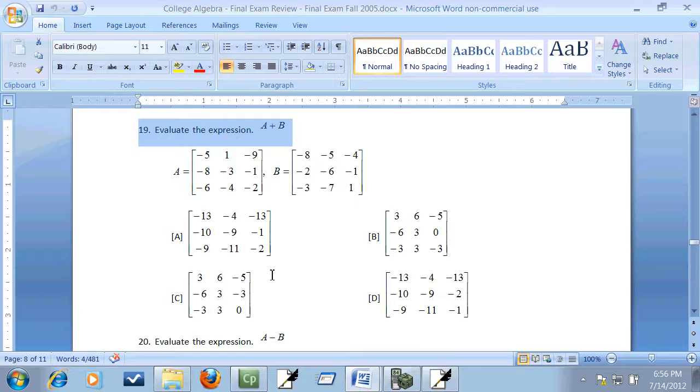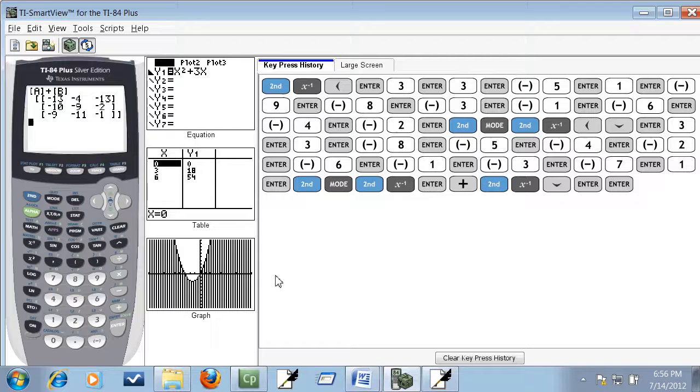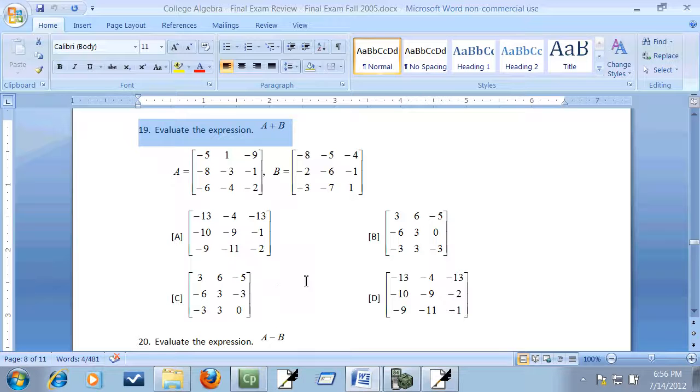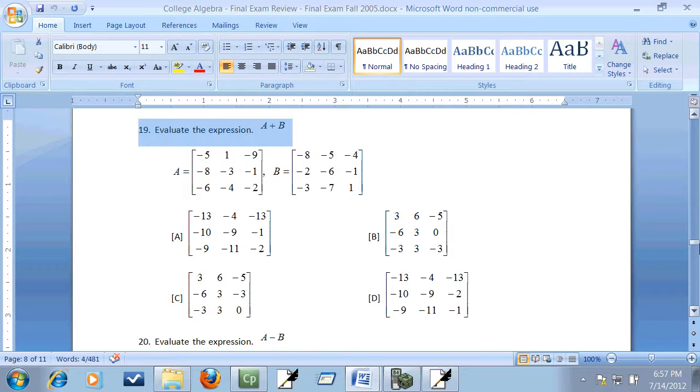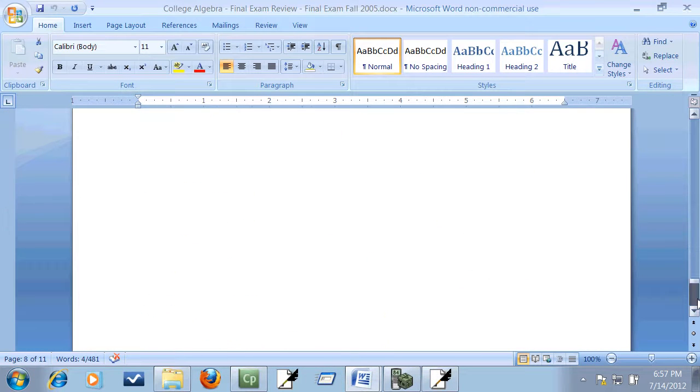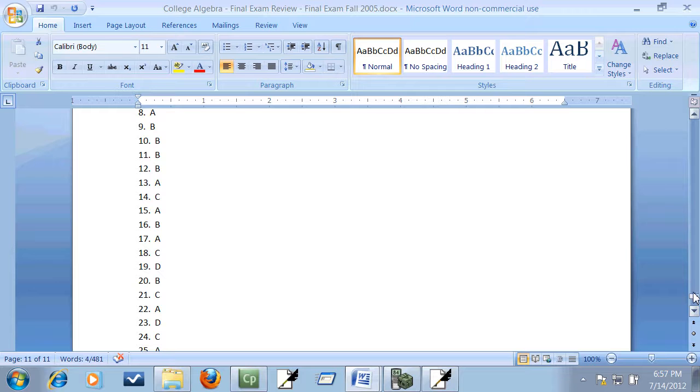And let's see which one this matches. Negative 13, negative 4, negative 13. It's either A or D. Negative 10, negative 9, negative 2, negative 9, negative 11, negative 1. Looks like D, as in David. So 19D is our answer. And which checks down there.